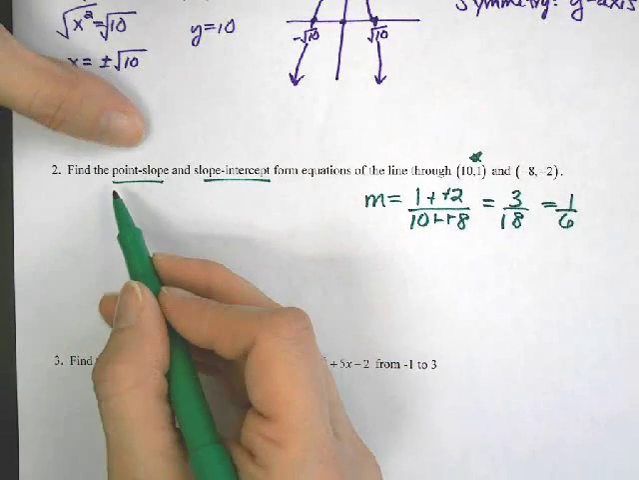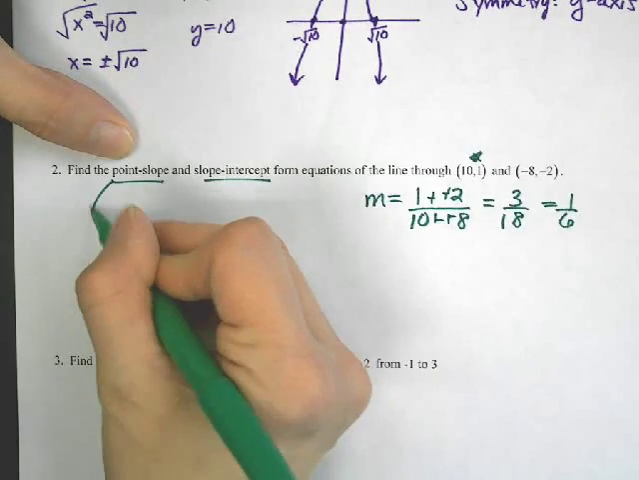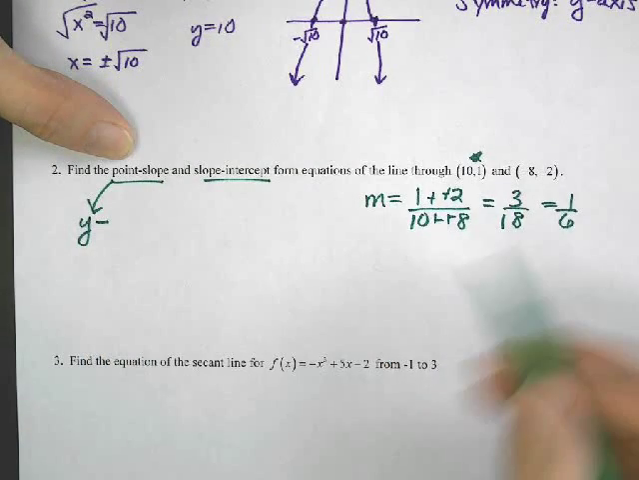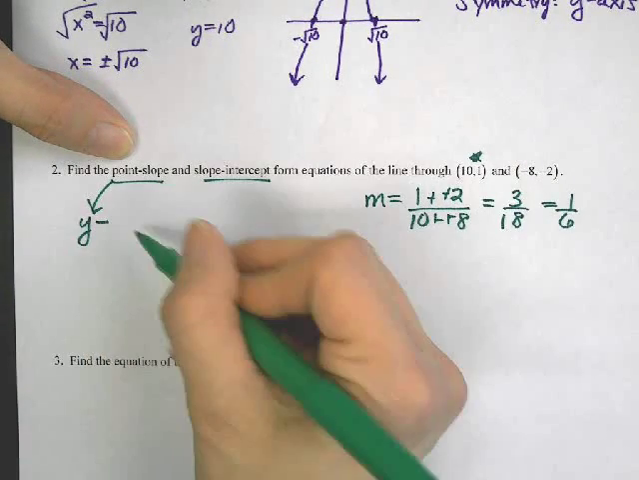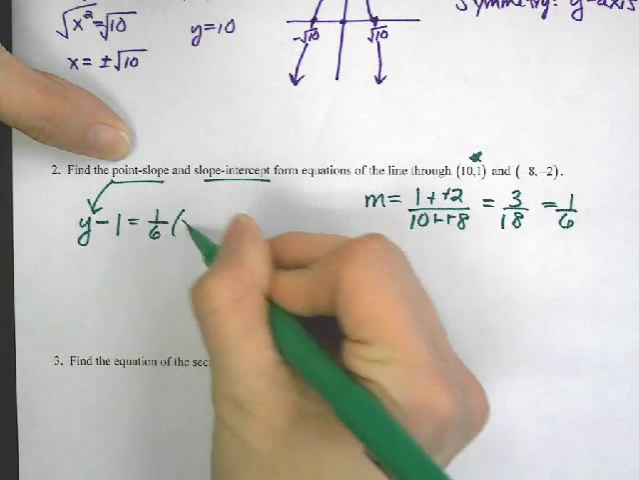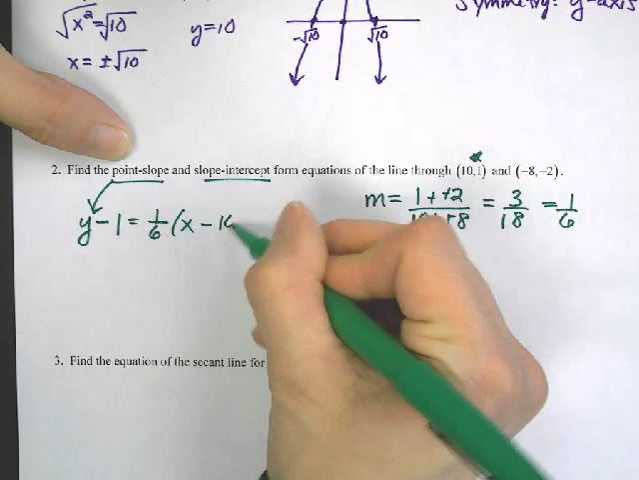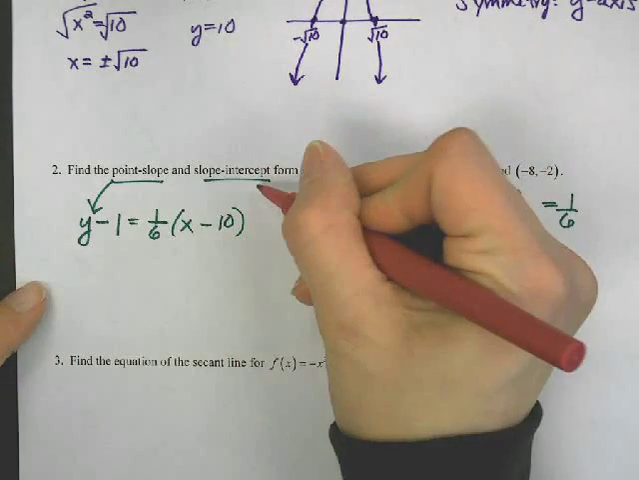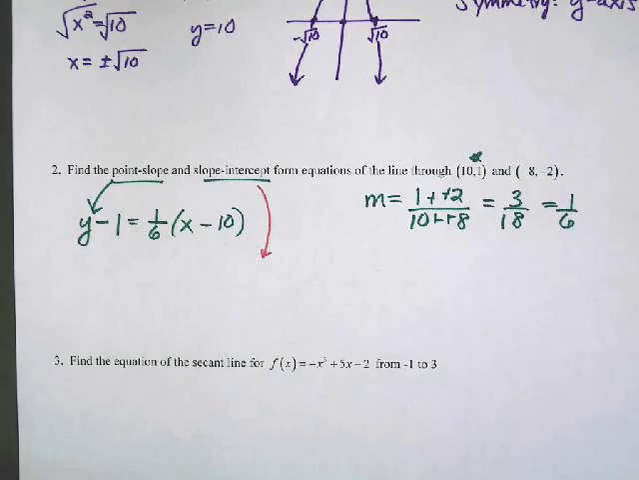Okay, now point slope, I need a point and a slope. And this equation looks like y minus, give me a y, I'm going to pick 1, equals m, 1/6, times x minus x. That is point slope form. If the directions on the test say write it in point slope form, it must look like that. Now slope intercept form is y equals mx plus b.